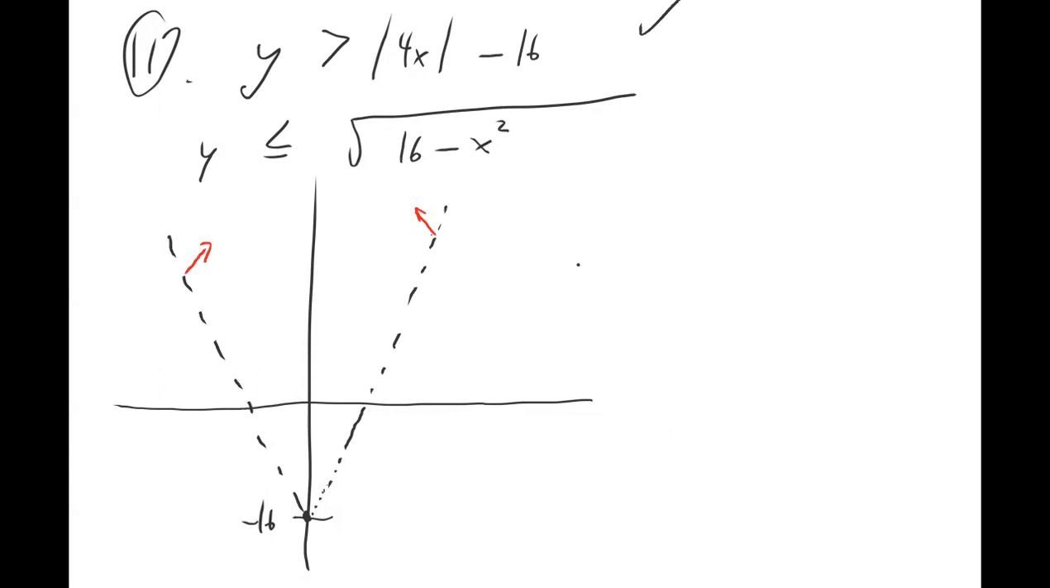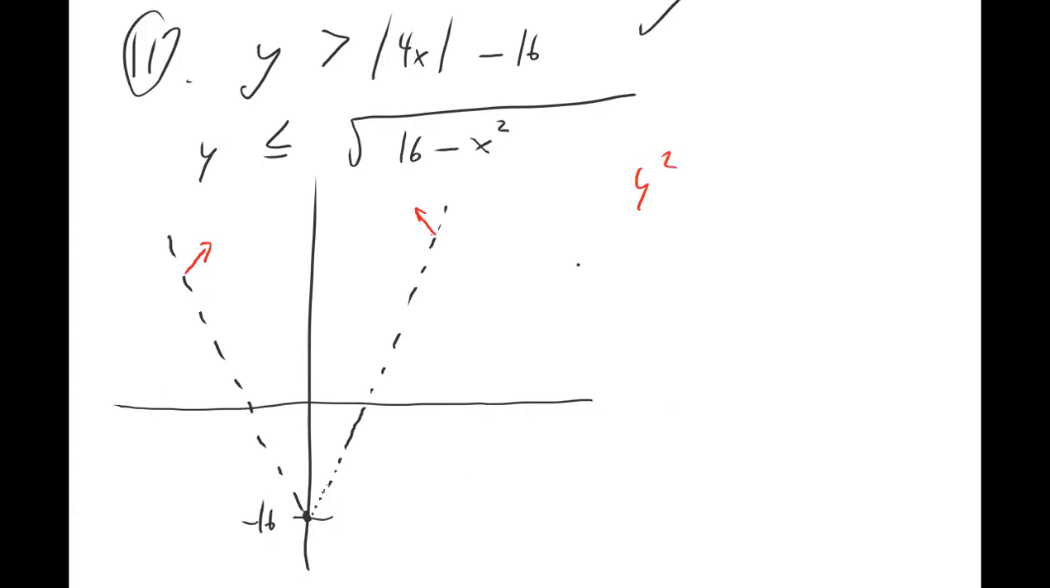Now the second graph, y is less than or equal to square root of 16 minus x squared. That one can be thought of as a circle, but it's only the top half of a circle with a radius of 4. So if you square both sides, you'll get y squared.